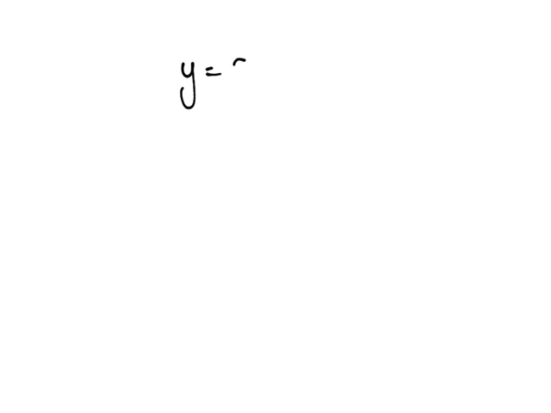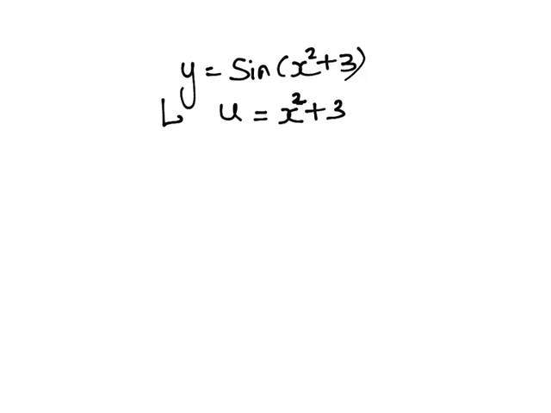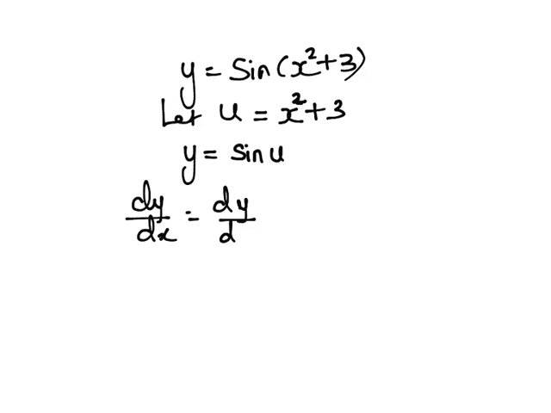Y equals sine of x squared plus 3. Now let us see how to find the derivative of this function using chain rule. What I'll do is I'll take this x squared plus 3 as some u. Let u be x squared plus 3. As you can see, u is a function of x. Then y will become sine u, isn't it, students? As I mentioned earlier, my objective is to find dy by dx. So dy by dx equals dy by du multiplied with du by dx.